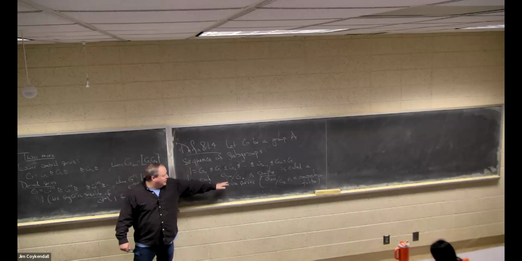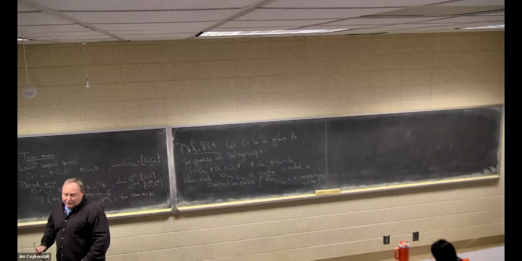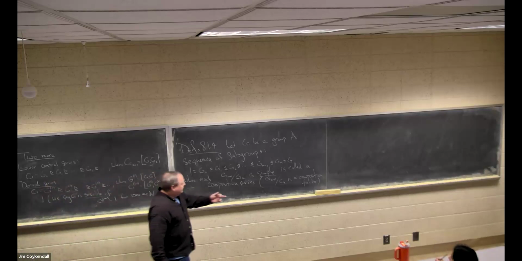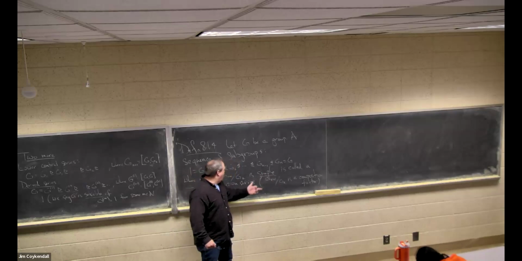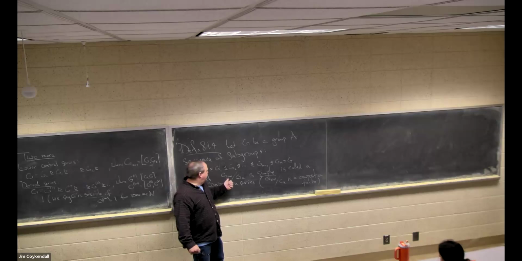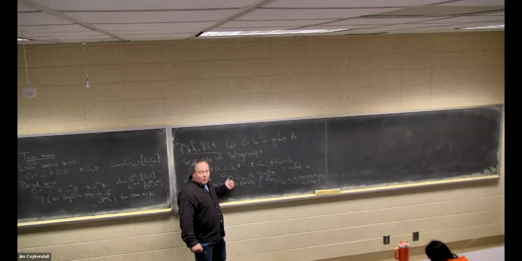So there aren't any normal subgroups of G_{k+1} mod G_k except for itself and the identity. And what that means, of course, is when I say that this quotient is simple, that means that there's no normal subgroups that you can put in between here.